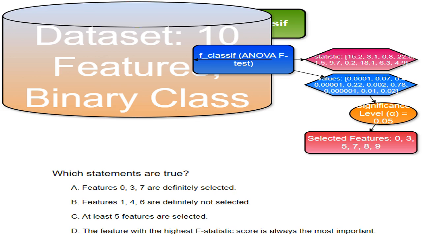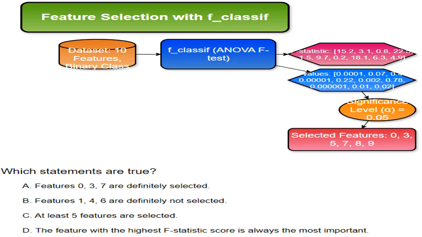It calculates an F statistic and a p-value for each feature. The goal is to use f_classif to pick the most useful features from my data so that I can build a more accurate and efficient classification model.